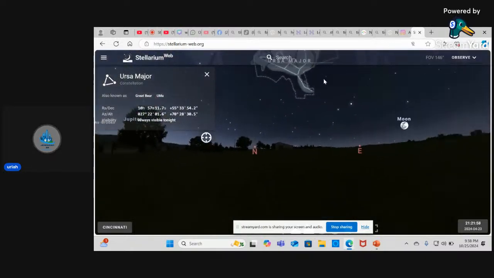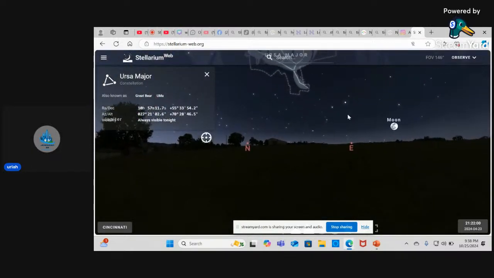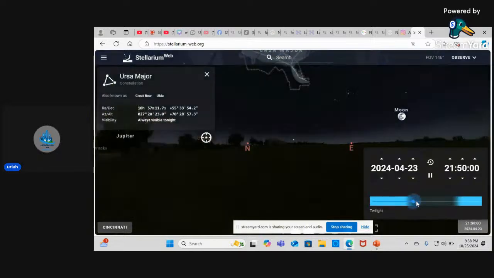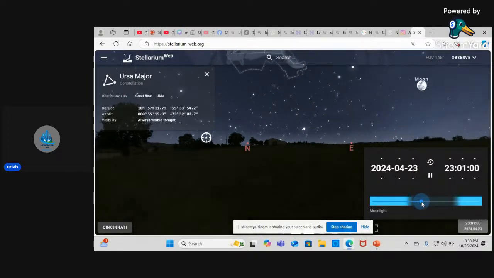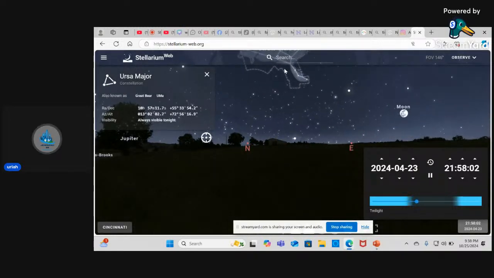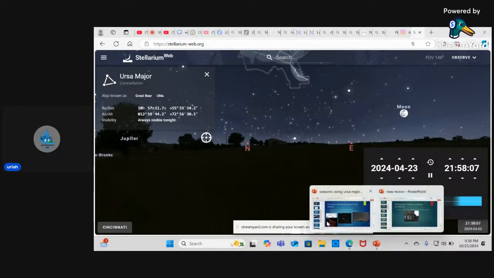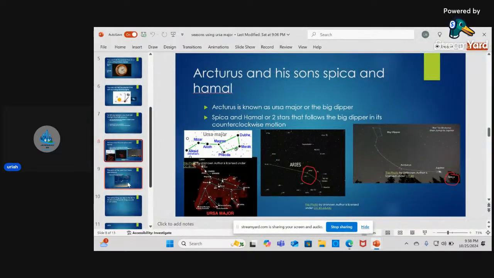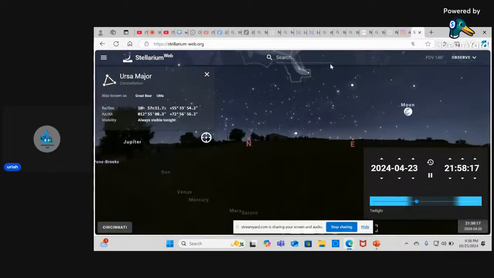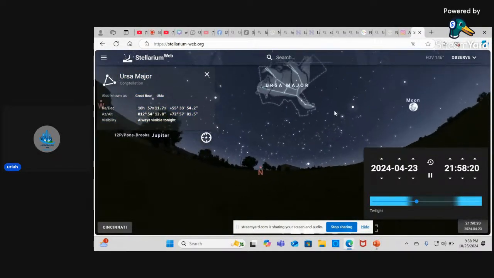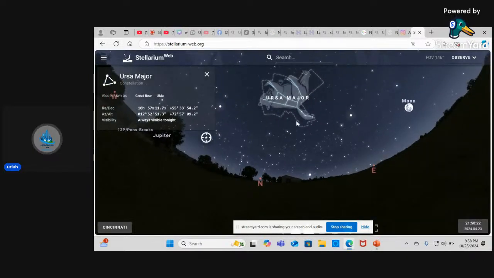And it's in its position. As you can see, go to the twilight. When it gets dark, it's in its position. So you can go back to the diagram and see. Spring, the same position, and it's the same thing every year. It's the same position every year.